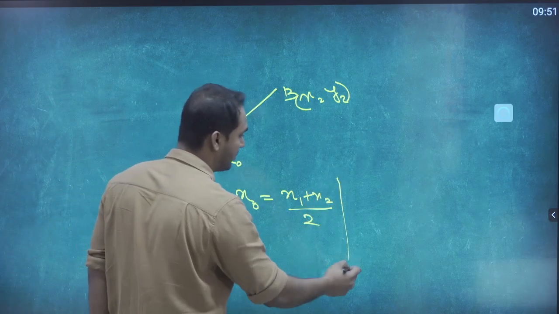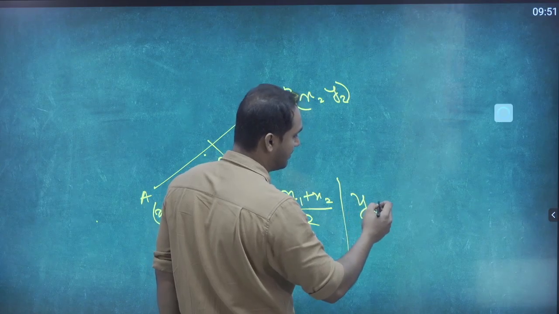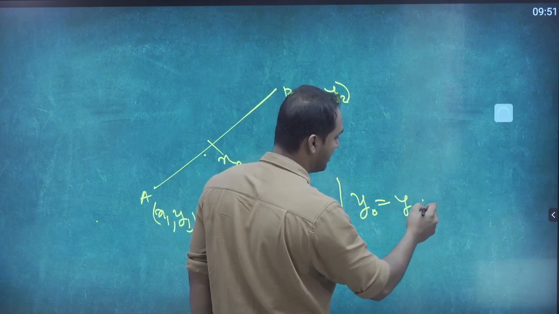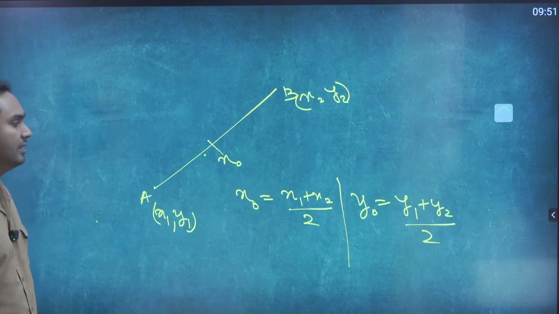And what about the y coordinate? y0 will be equal to y1 plus y2 divided by 2. This is if the line is dividing evenly.